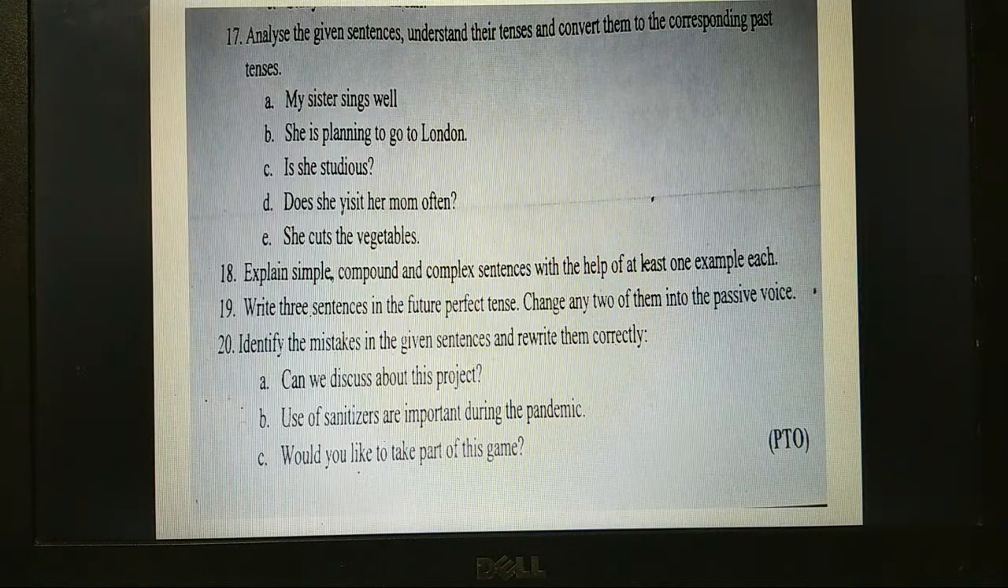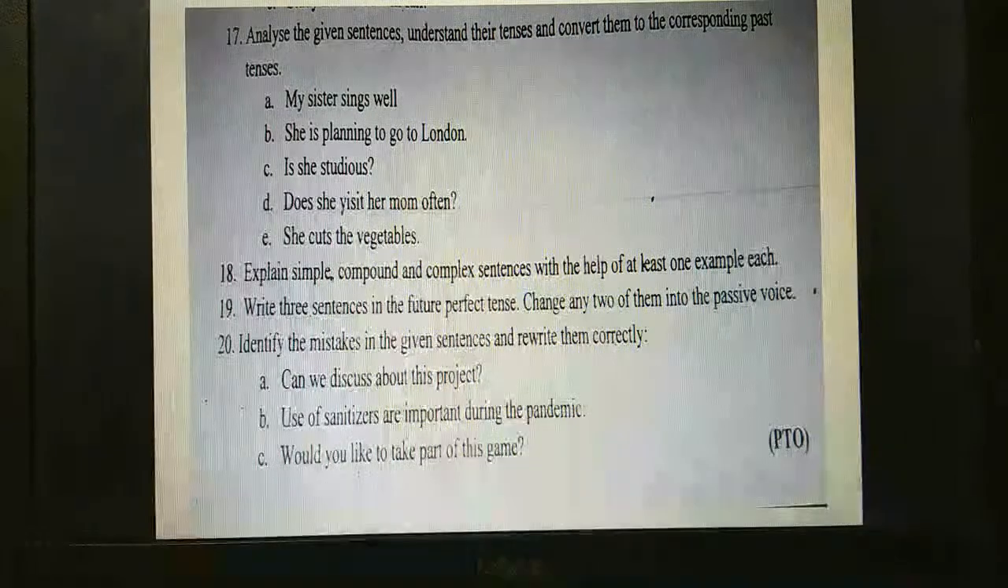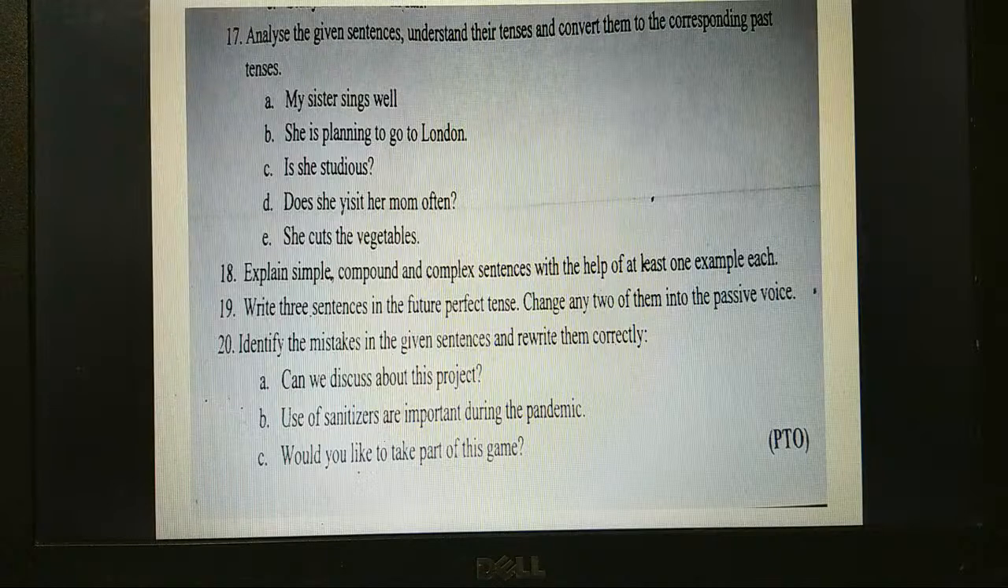C. Is she studious? This is a question in the simple present. Is she studious? We will change it into simple past. Was she studious? Next, you have D, question number D. Does she visit her mom often? Question that is, of course, present tense, and you will change it into: Did she visit her mom often?